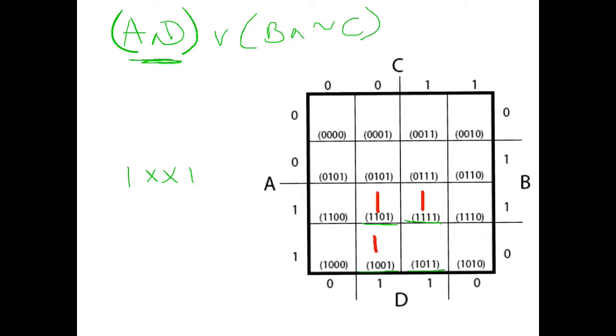1, 1, 1, 1. Okay, so now we want B and not C. So we are looking for a pattern that is... don't worry about A. B needs to be true. C needs to be false. And don't worry about D. So we're looking for 1, 0 in the middle. So that has a 1, 0 in the middle. That has a 1, 0 in the middle.